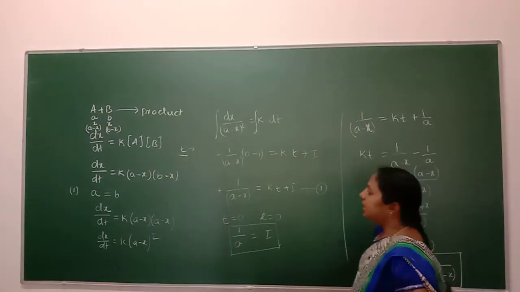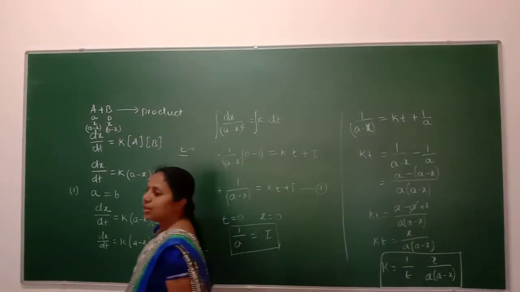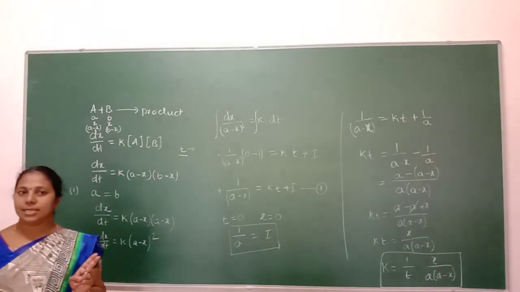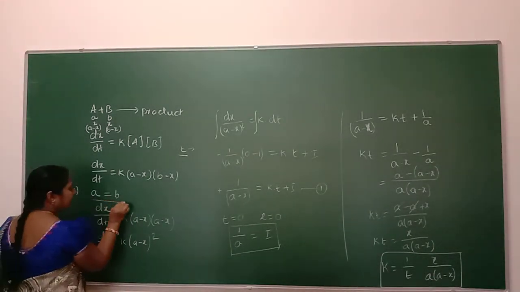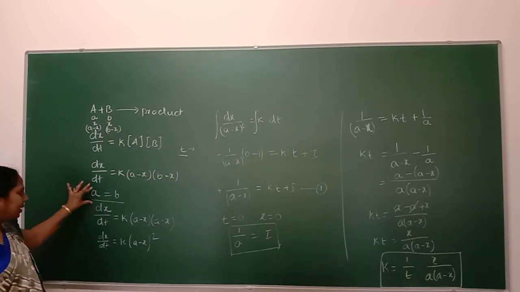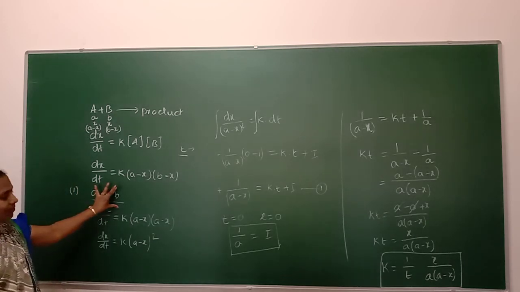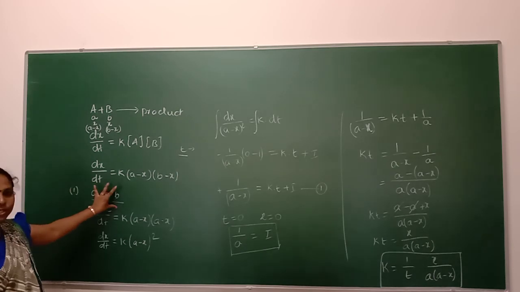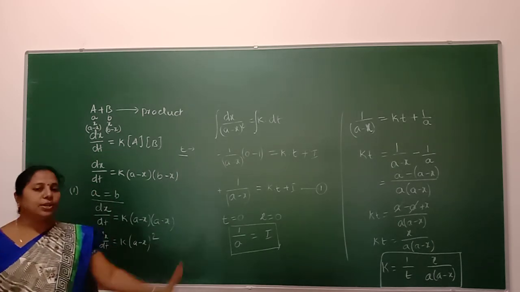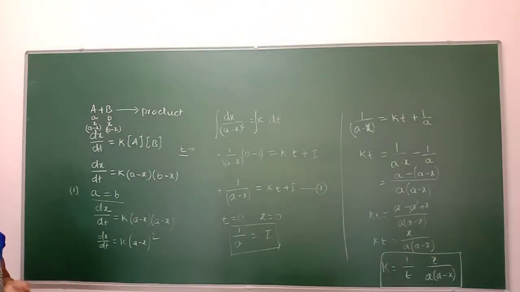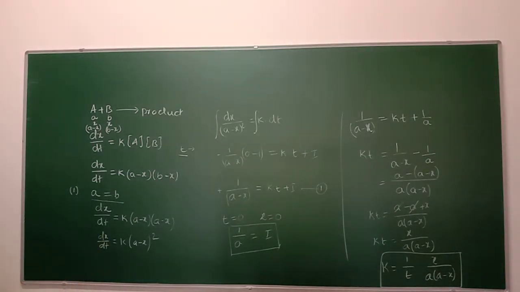To derive the integral form of the rate expression, we have to take two cases or two conditions. In the first condition, we have taken the initial concentration of reactant A equal to the initial concentration of reactant B, that is small a is equal to small b. By using this condition, we have derived the integral form of the rate expression, which is k is equal to 1 over t into x divided by a into (a minus x).